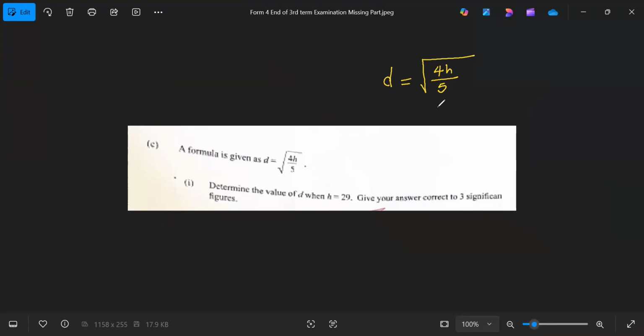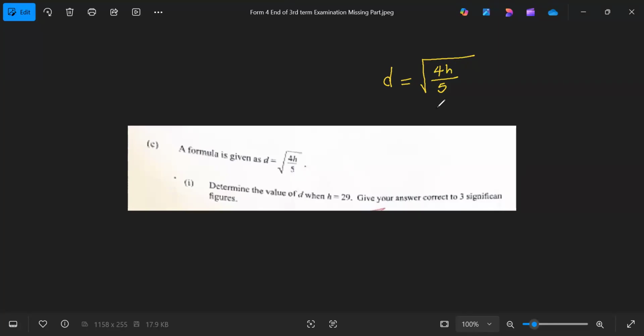Anybody could make h the subject of the formula? Anybody lost? The question really asks, determine, I'm going to the whiteboard, the value of D. All right, here what we're going to do. Let me do the easy part first.